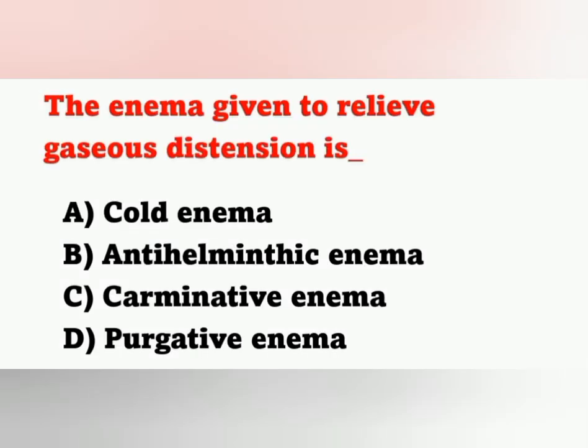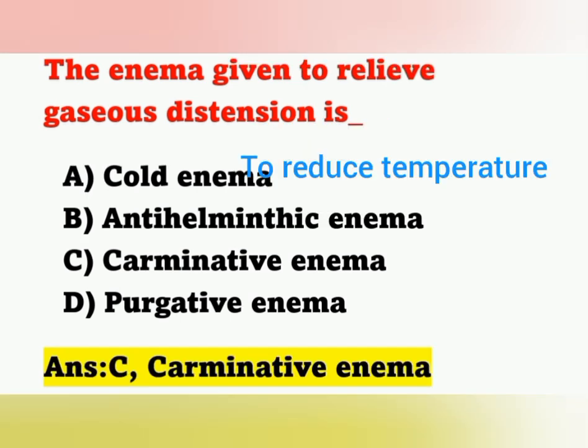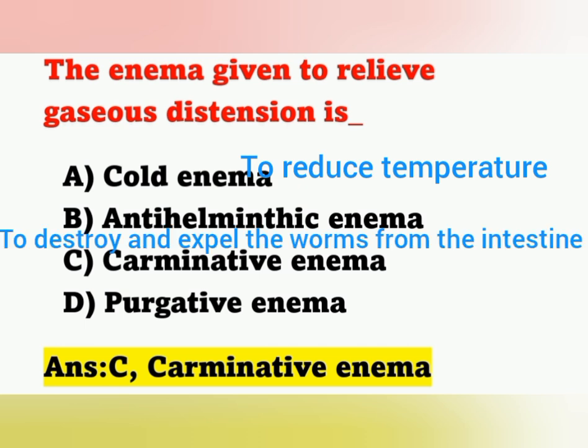The next question, the enema given to relieve gaseous distension is? Option A, cold enema. Option B, antihelminthic enema. Option C, carminative enema. Option D, purgative enema. Which type of enema is given to relieve or reduce abdominal or gaseous distension? The correct answer is carminative enema, option C. Carminative enema helps to relieve gaseous distension of the abdomen, thereby causing peristalsis and expulsion of flatus and feces.